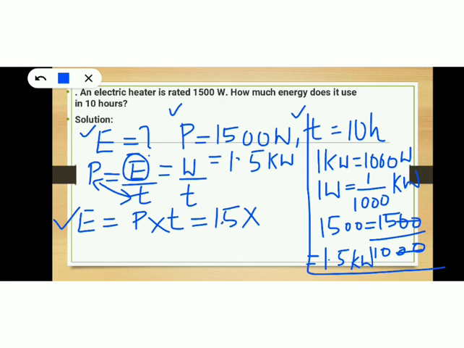So hence we converted watt to kilowatt, but time is given in hour, so we need to substitute time in hour itself. So power into time is 1.5 into 10, that is equal to 15. Then what will be the unit of commercial electrical energy? 15 kilowatt hour. Okay, so this will be the energy consumed by that electric heater in 10 hours.